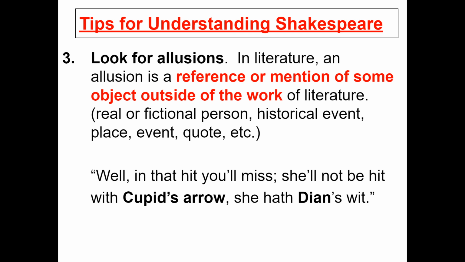So let's take this line from Romeo and Juliet. Well, in that hit you'll miss, she'll not be hit with Cupid's arrow. She has Diana's wit. So, Romeo, of course, is talking about Rosaline. He's in love with Rosaline, but Rosaline has taken a vow of chastity. Okay? She's not going to enter into any romantic relationships. If you don't know that Diana was the Roman goddess of chastity, then you don't get that allusion. You don't get that reference. Okay?